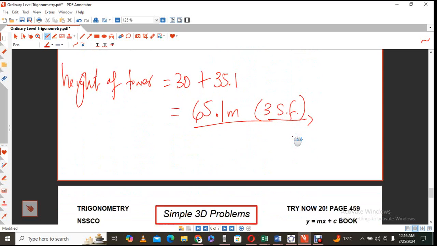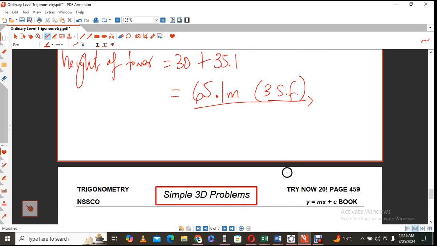So tomorrow I'm going to continue with 3D problems, have a look at Try Now 20, and I'm going to do all those questions with their drawings. Okay.